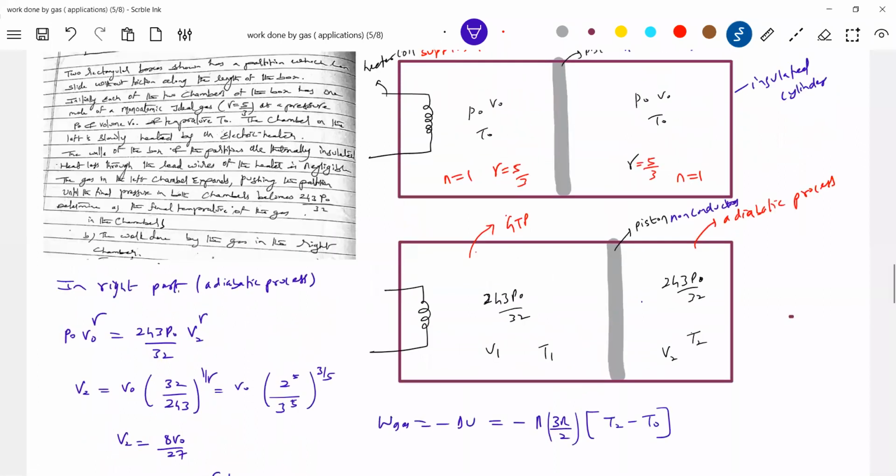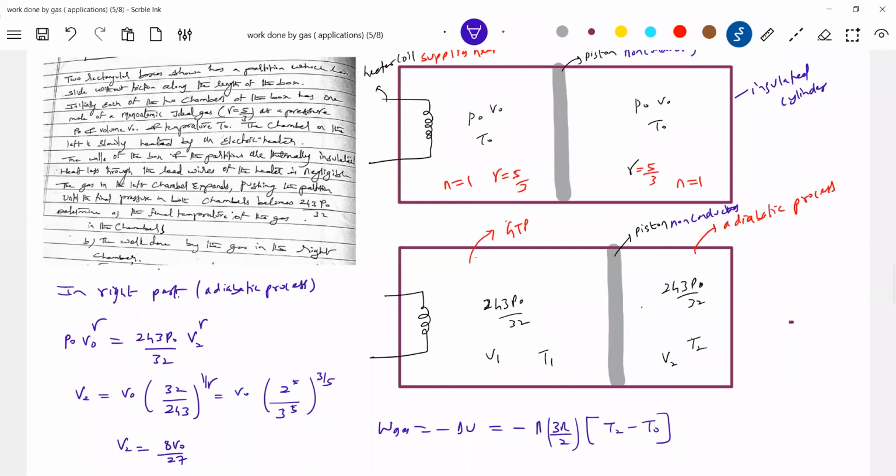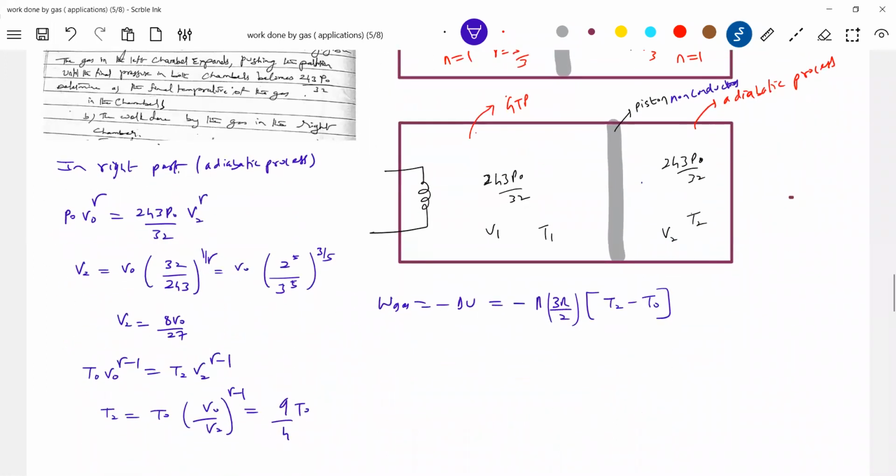So I think it's 1 mole, no? 1 mole of gas in each part. Okay, this will be minus 3R by 2 times 9 T naught by 4 minus T naught, which is minus 15 R T naught by 8. Negative, what do you mean by negative? Volume decreases. Work done by gas.